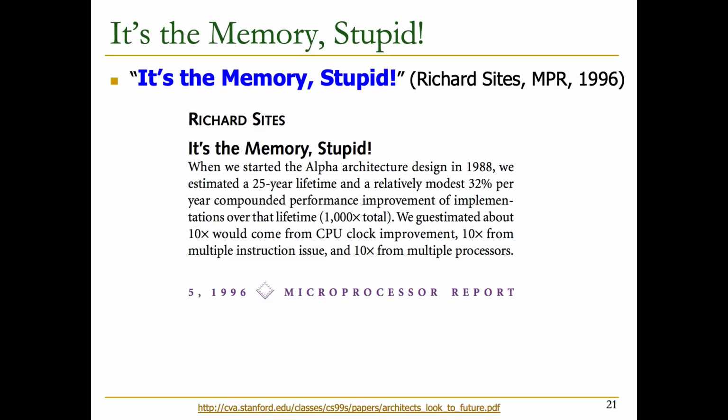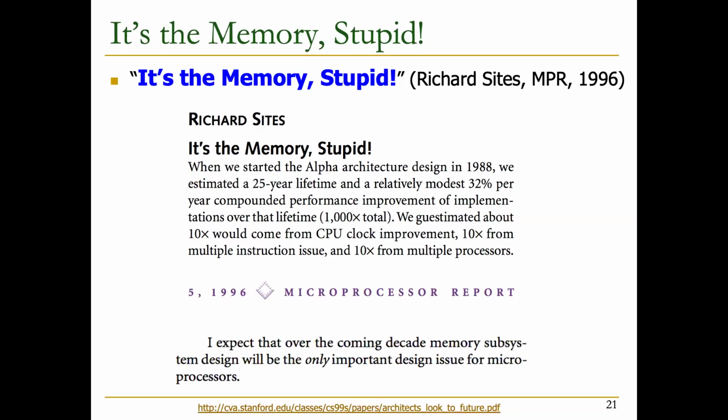After they designed one of the highest performance chips, he wrote this paper. It's a one-page paper. I'd recommend reading it. It says, it's the memory, stupid. It's all about the memory, basically. He basically says that we designed this processor to complete four Alpha instructions every clock cycle. Unfortunately, in this important workload, it's finishing one instruction every 4.7 clock cycles, meaning it's operating at less than 5% of its peak computational throughput. Why? Because it's waiting for data to come back from memory, even though it has a sophisticated cache hierarchy. And he finishes this article by saying, I expect that over the coming decade, memory system design will be the only important design issue for microprocessors. It's a beautiful paper. I recommend reading it.